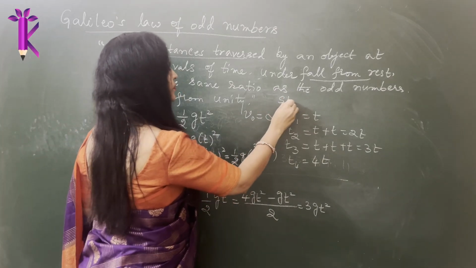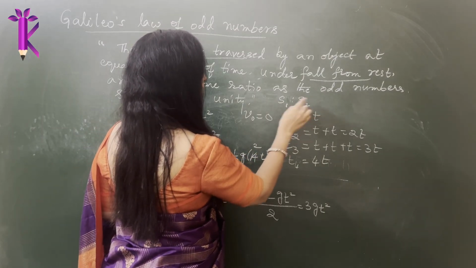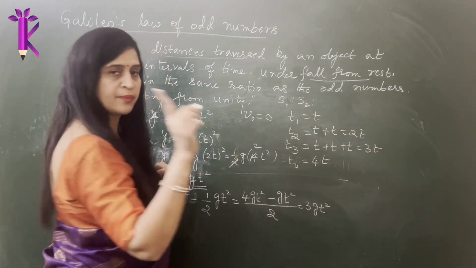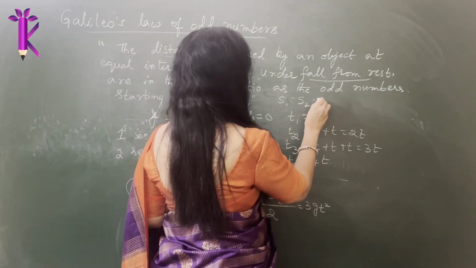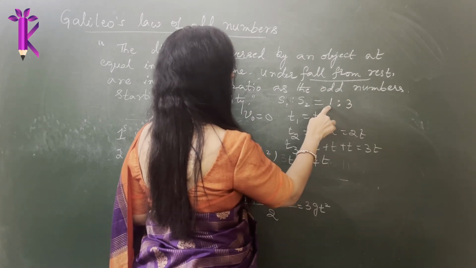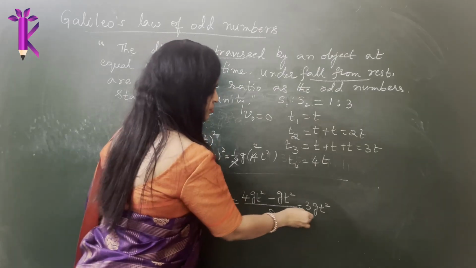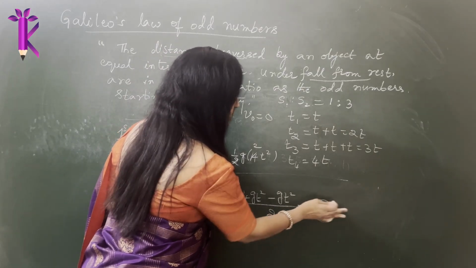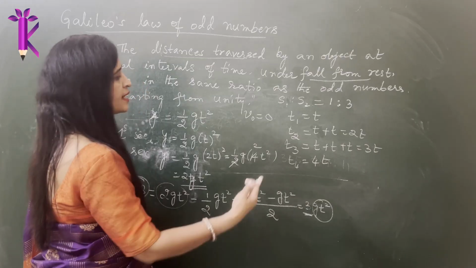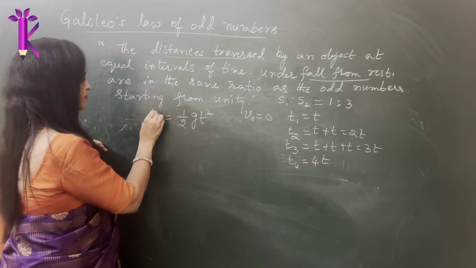It has to be S1 during the first second. During the second, the ratio from first to second is 1:3, because it starts from unity. It starts from the first unity, and then the ratio is 3. Gt square can be taken common. You saw that it is 3 seconds. Similarly, we can do it for the rest. I'll erase the board and continue.